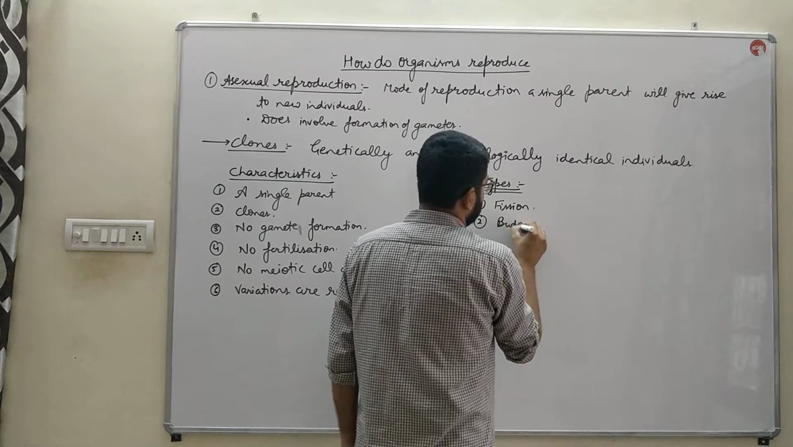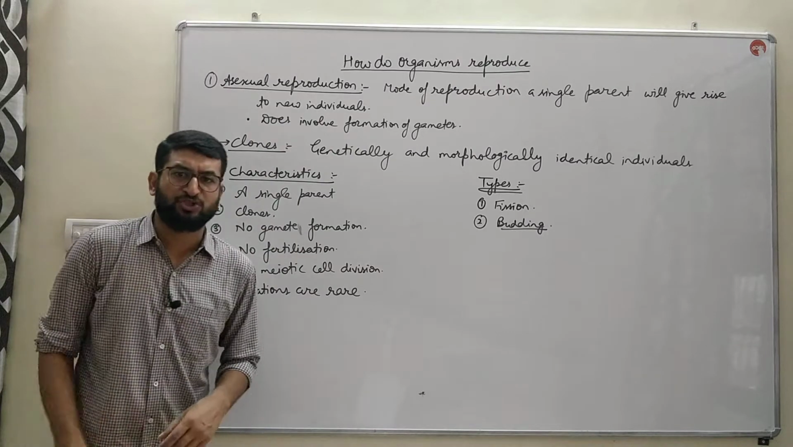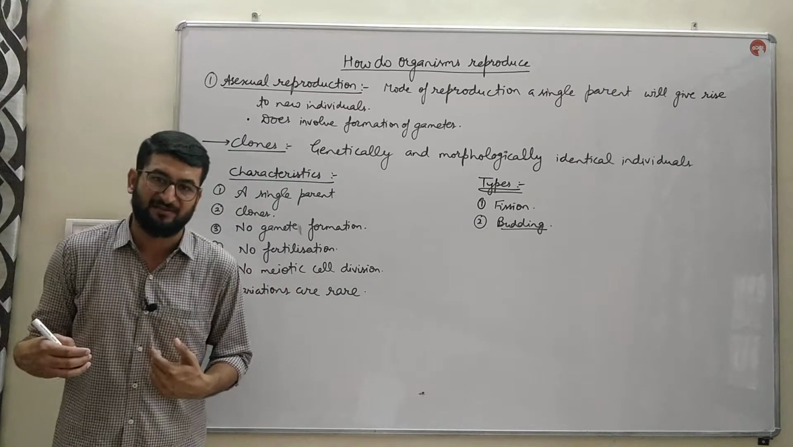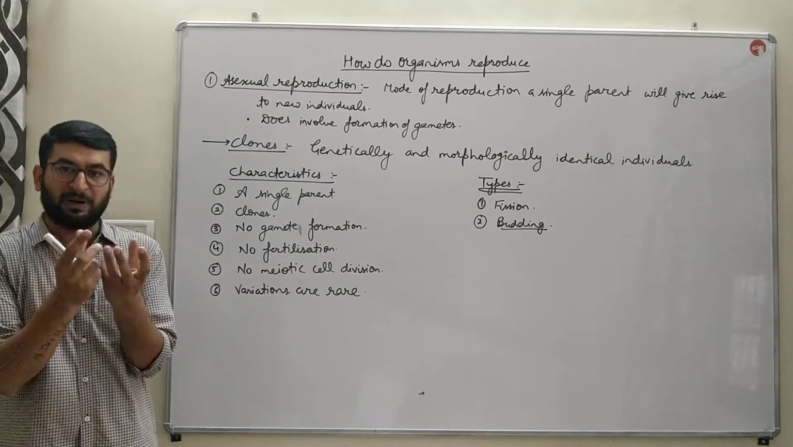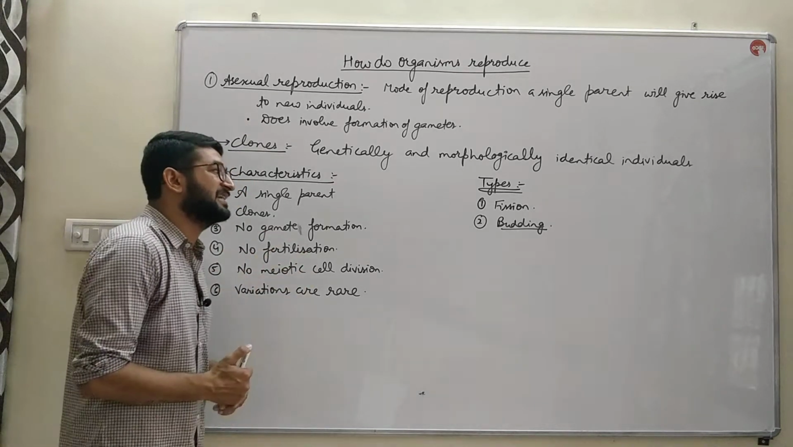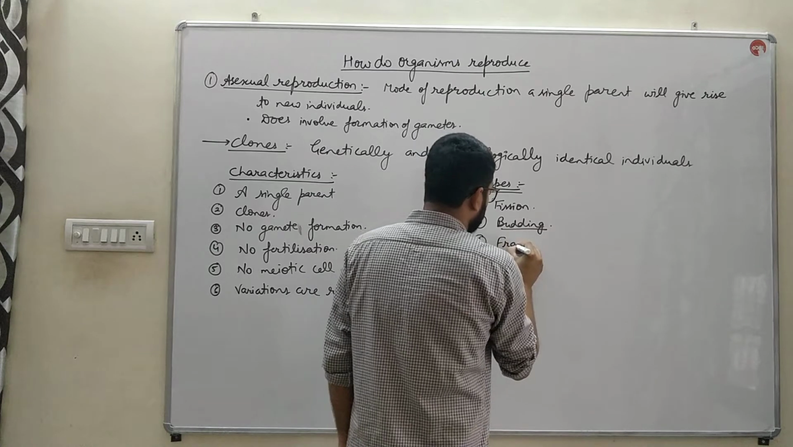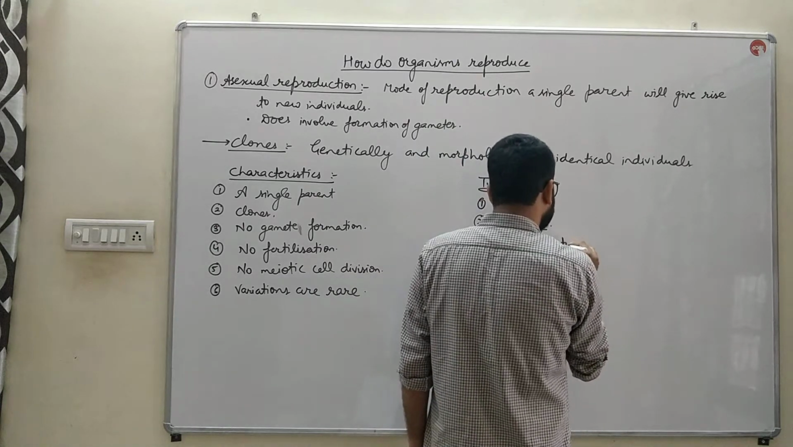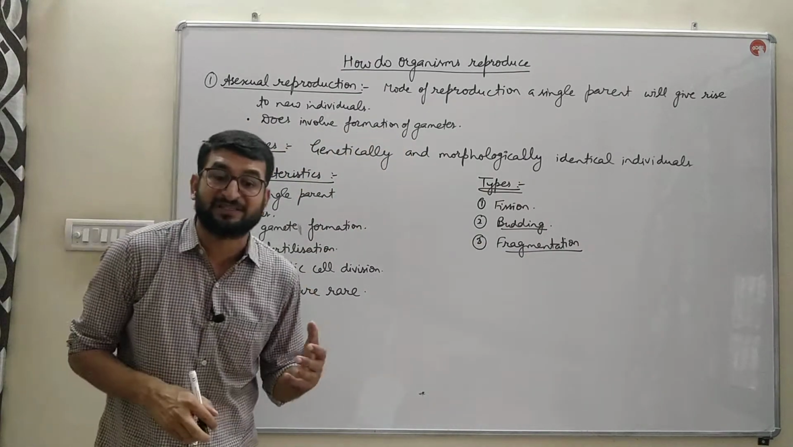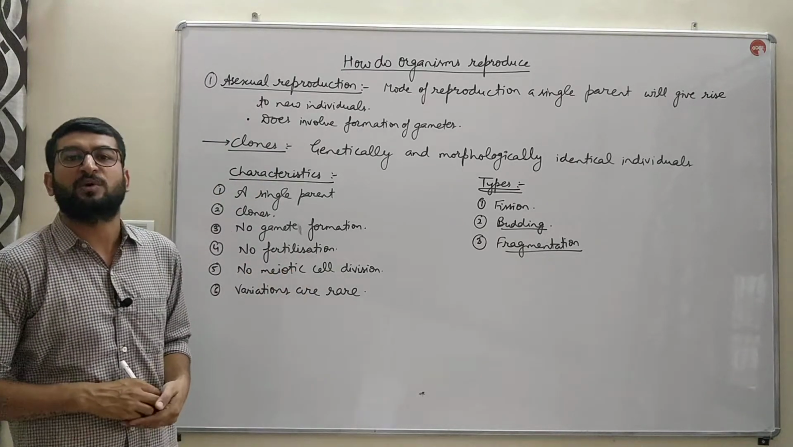Second, budding. Bud means an outgrowth. The mode of reproduction in which a parent will give rise to an outgrowth, and that outgrowth will detach from the parent, and then the detached bud will act as a new organism, act as a young one. That mode of reproduction is known as budding. Fragmentation. As its name indicates, a single parent organism divides or splits up into various fragments, and each fragment will give rise to a young one.